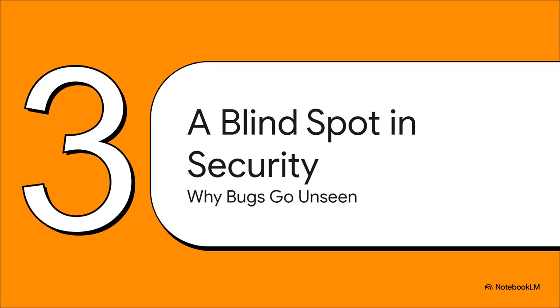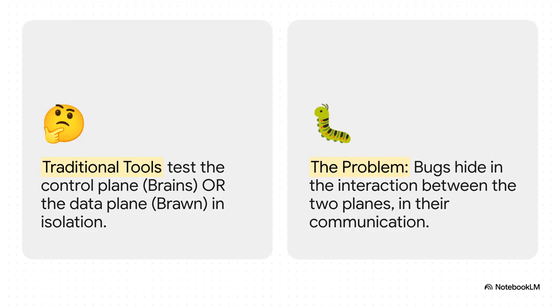So what was the critical mistake in how we were thinking about security? Why were we missing vulnerabilities like the one we just looked at? Well, it turns out we had a massive, massive blind spot. So here's the core of the problem. Our old security tools were completely siloed. We had tools to test the brains, and then we had totally separate tools to test the brawn.